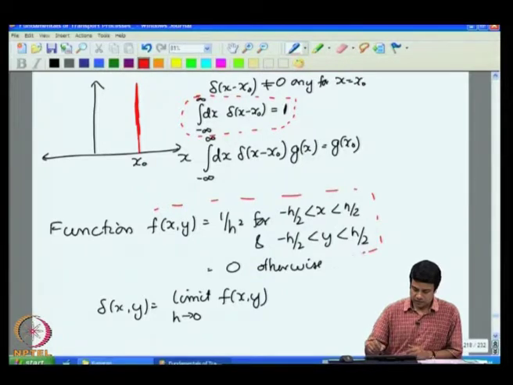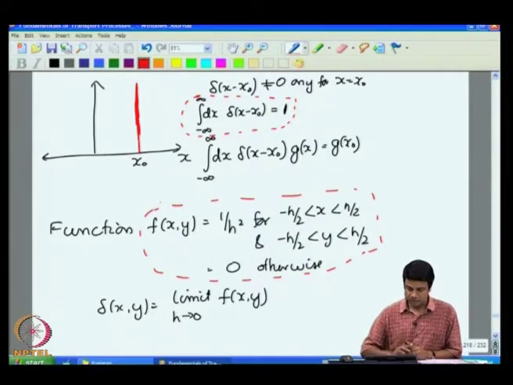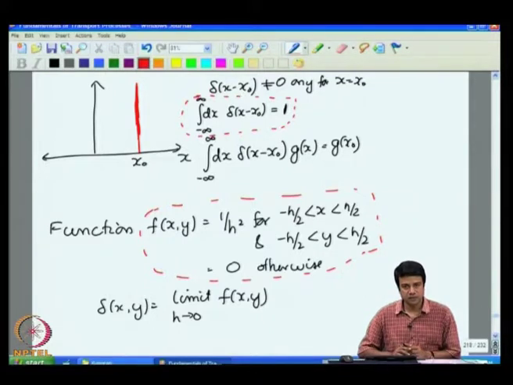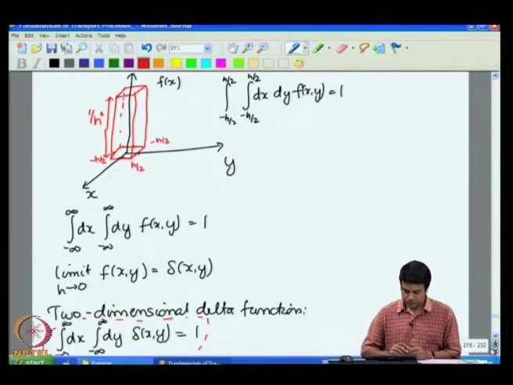This function is equal to 1 over h square for minus h by 2 less than x less than h by 2 and minus h by 2 less than y less than h by 2, and it is equal to 0 otherwise. Okay. The delta function of x and y is the limit as h goes to 0 of f of x and y. And I plotted the form of this function for you. It looks like a cube whose height goes to infinity and whose area of cross section goes to 0. And this has dimensions of 1 over length square.